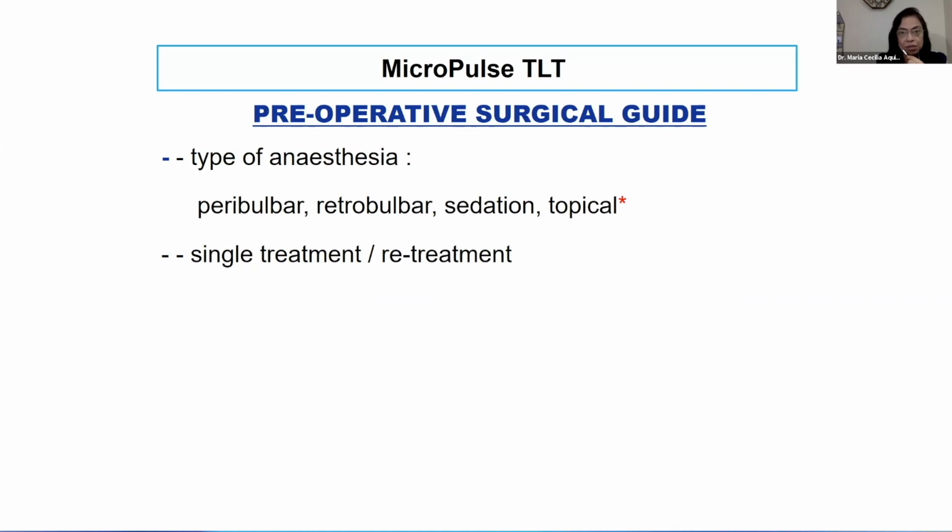In our center in Singapore, we started actually with local anesthesia through peribulbar, but now the majority, about 60% or 70%, we can perform under topical anesthesia with a certain cocktail of topical anesthetic. And also equally important is single treatment. Discuss with the patient whether his condition will only require a single treatment or a repeat treatment.